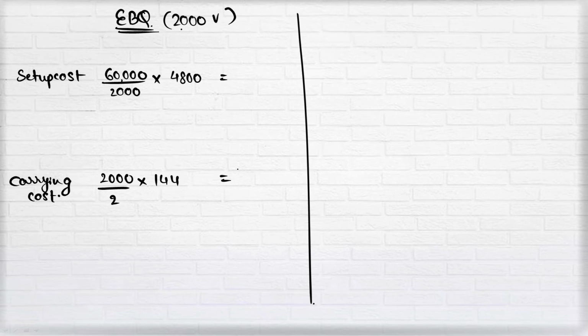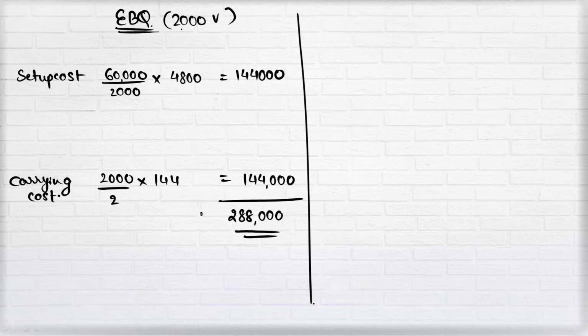This is 1,44,000. This then also should be 1,44,000. This is 2,88,000. This is not a total cost. This is setup and carrying cost only. I am not finding out purchase cost because it is irrelevant.